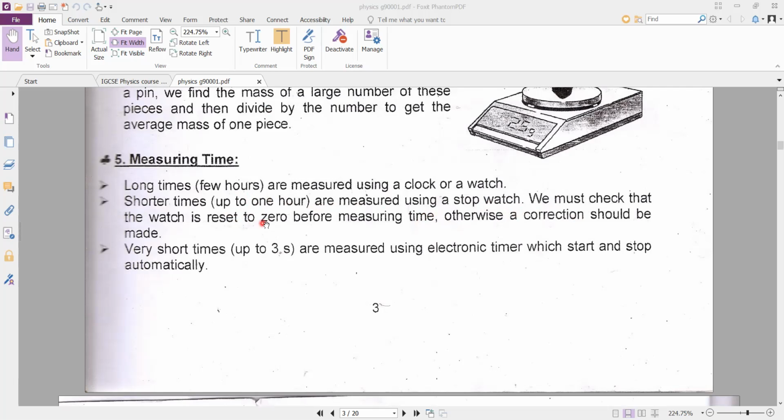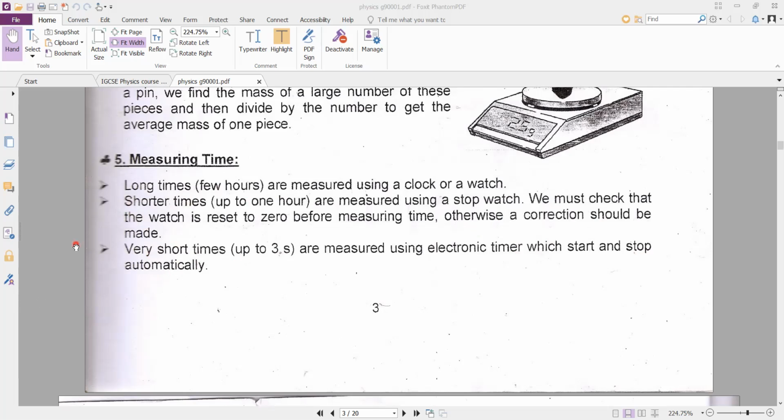Again, ya shabab, again, please, before use any instrument, should be clean, should be what? Reset to 0. Reset to what? 0 before measuring time. Yes, complete. Otherwise, a correction should be made. Very short time is measured with the electronic timer which starts and stops automatically.